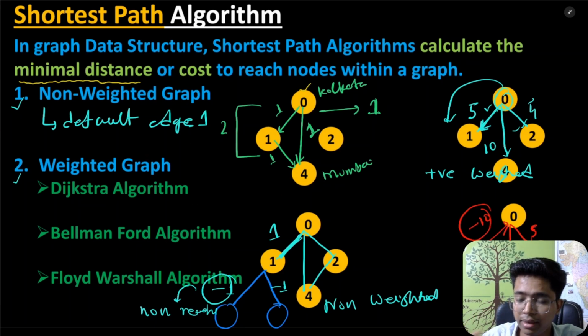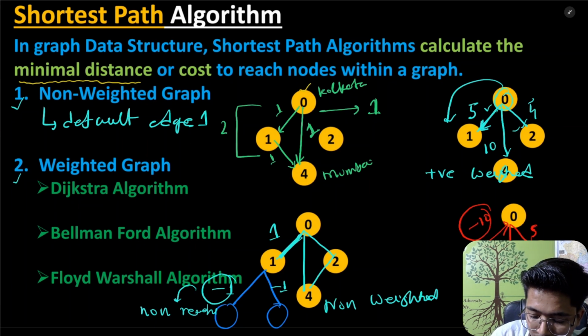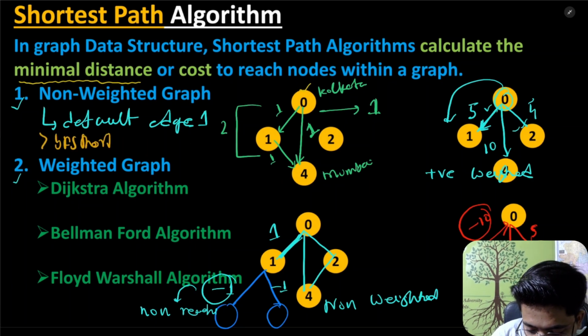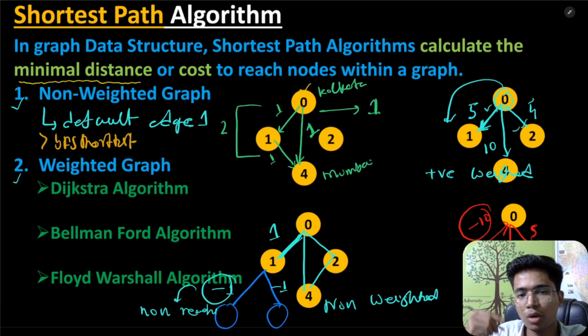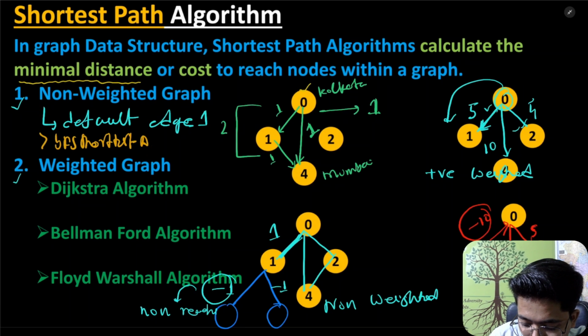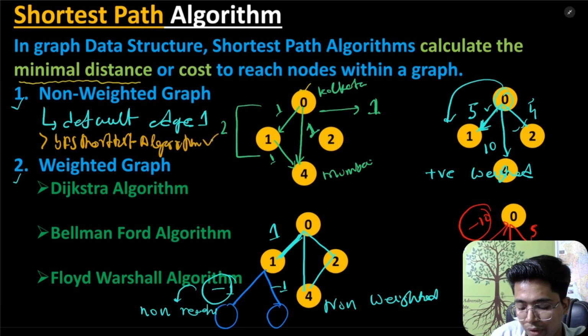When we get a non-weighted graph, we use the BFS shortest algorithm. In that case, we utilize the BFS shortest algorithm. That means the algorithm or the strategy we apply utilizing BFS is called the BFS Shortest Algorithm. So we'll be implementing it in today's video session.